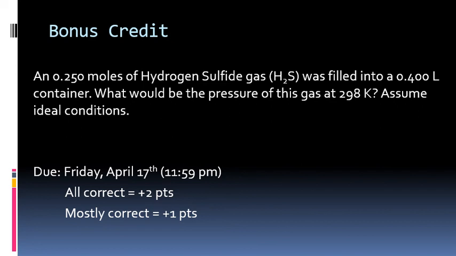0.250 moles of hydrogen sulfide gas was filled into a 0.4 liter container. What would be the pressure of this gas at 298 Kelvin? Again, assume ideal conditions. So the formula you'll use is PV equals nRT. You already have the amount, the volume, and the temperature. Therefore, and you have the universal gas constant 0.08206. Therefore, if you can determine the pressure and submit that, then that'll be good for this week, guys.